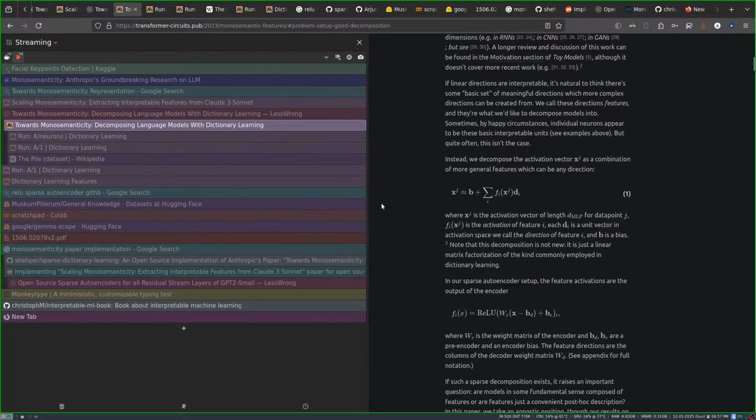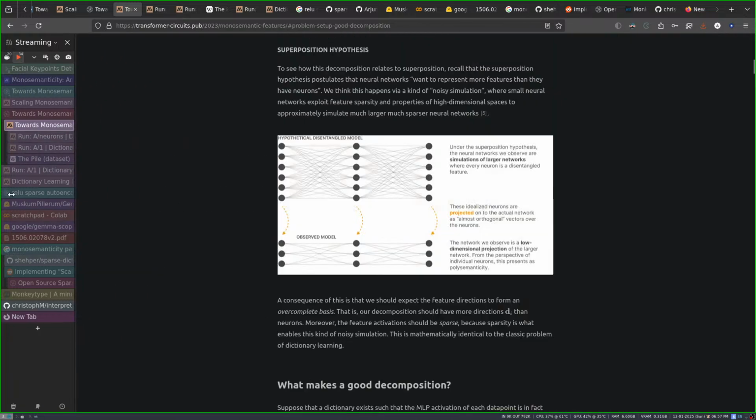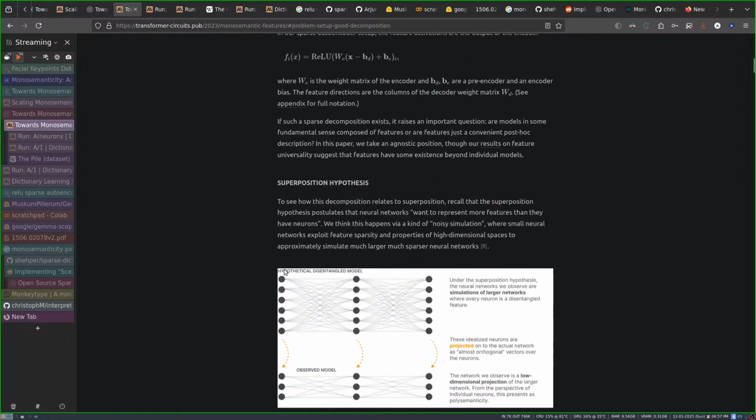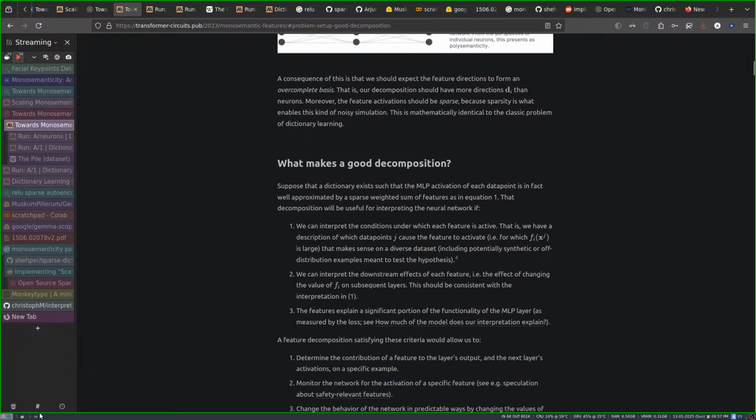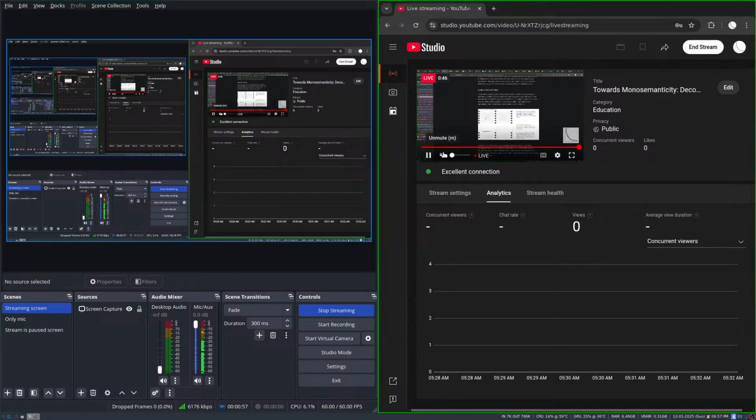So we're going to continue in the paper Towards Monosemanticity: Decomposing Language Models with Dictionary Learning. That's the full title. So the last time we read till here. What we were discussing last was that the model could be small. This is the actual model, but we can make a bigger model such that the model is more interpretable.